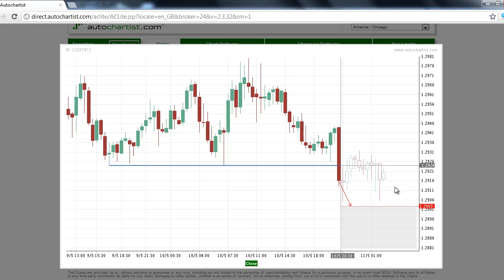However, if we do pull away and break below 129 or into this target zone, we may even go all the way down to 128.17, which was our original downside target to start the week.